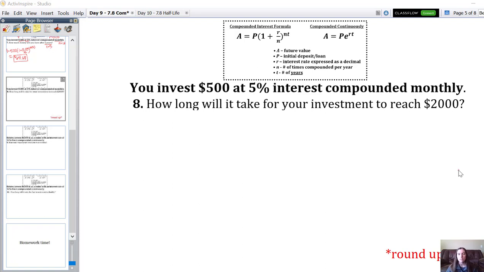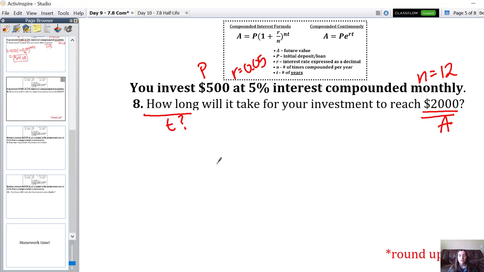Here we have a couple more examples over compound interest. We invest $500, that's our P, at a 5% interest rate, so R is 0.05, compounded monthly, N is 12. It says how long will it take for your investment to reach $2,000? So this time we know how much we want to end up having in the future, that's our value of A. We don't know how long, so we don't know T. We're trying to figure out how many years until we get to $2,000.